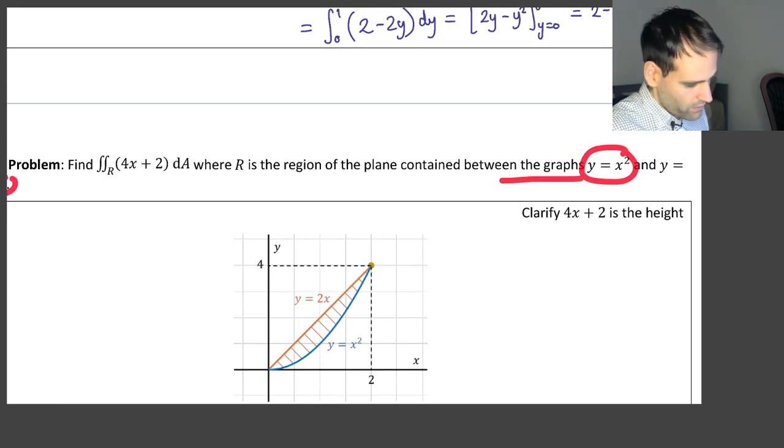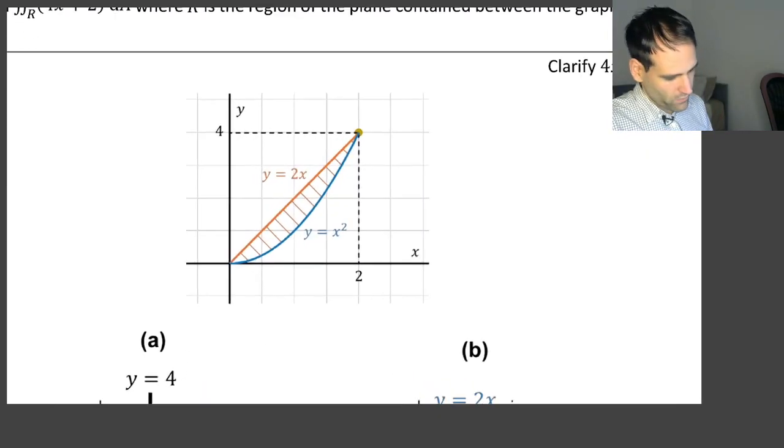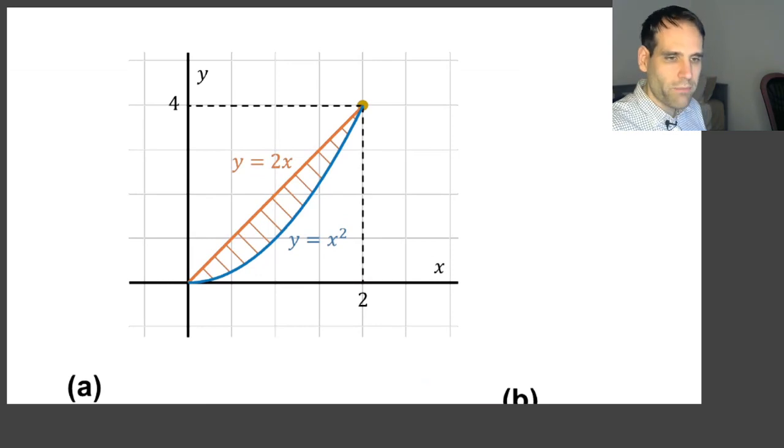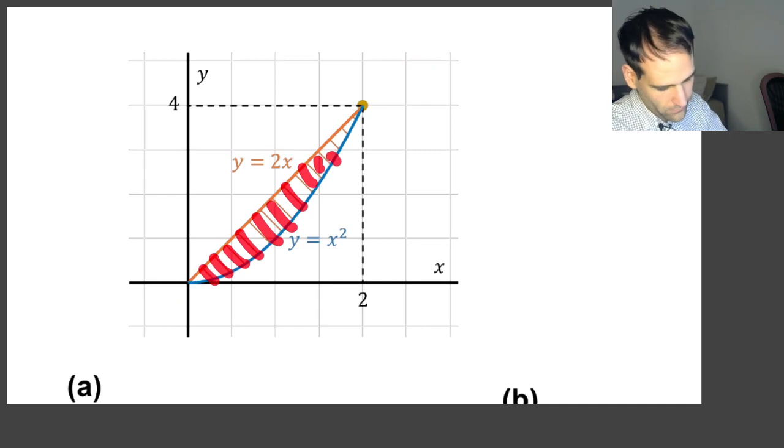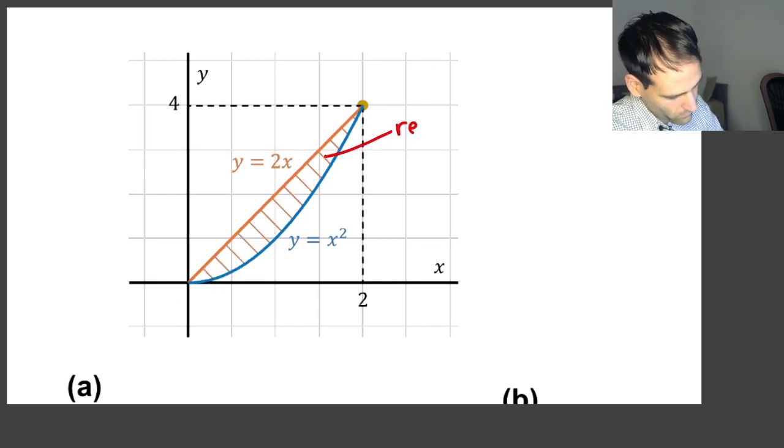Okay? So this is our xy plane, and here is the graph of y equals x squared, and here is the graph of y equals 2x. So the area between these two graphs is this region here that we have called region R.